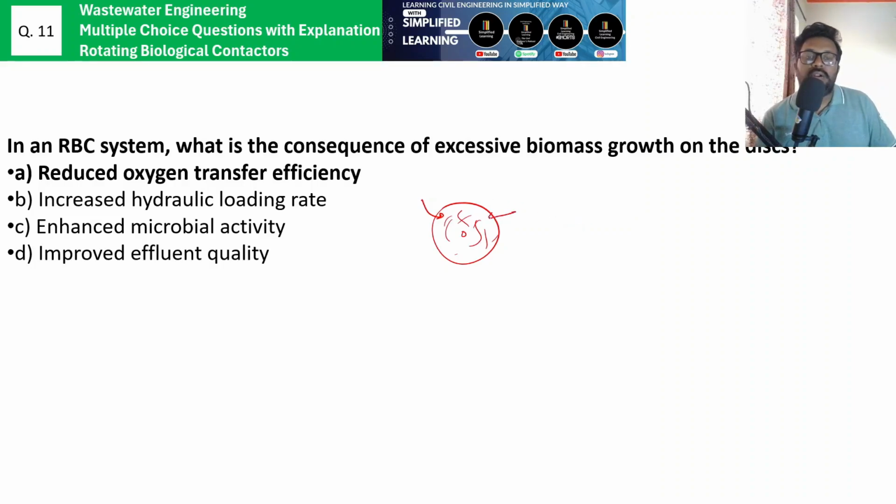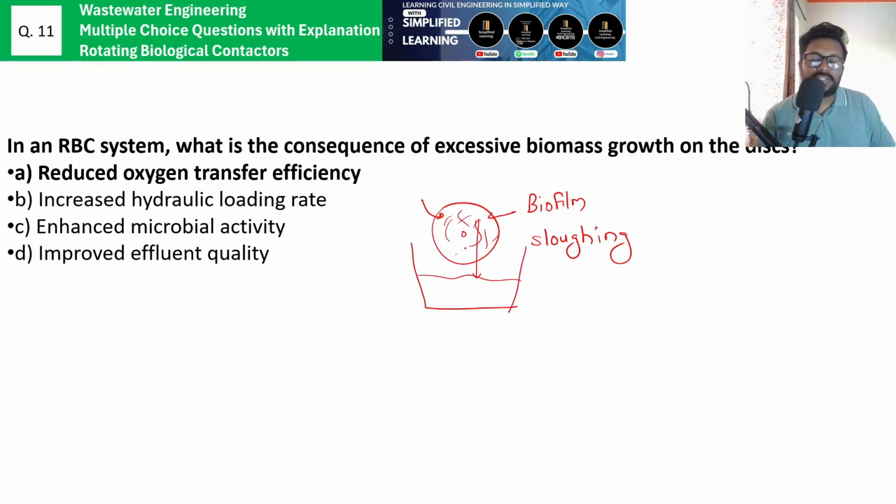So what happens when excessive biomass is there? Whenever a disc is loaded with biofilm which is too old, then after some time, because of the rotation and the motion given there, this biofilm gets sloughed off. Sloughing off means it is going to fall down. It is going to wash down inside the wastewater chamber, and the disc is going to be clean again. Then again the exposure cycle and the submergence cycle will be taking place.